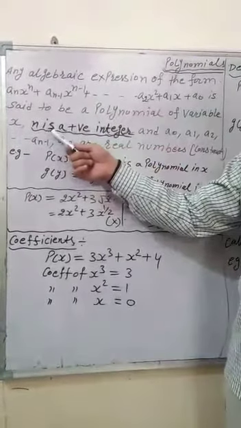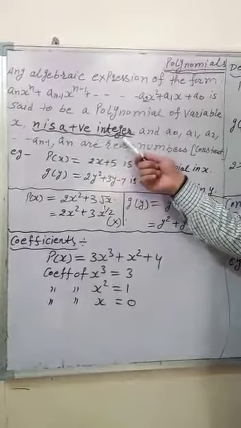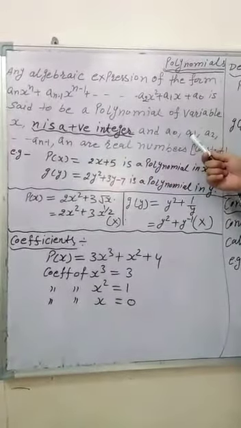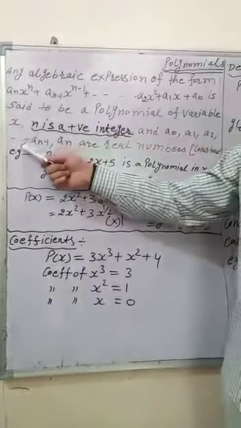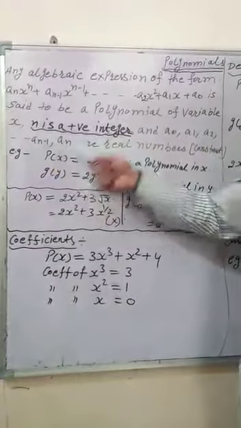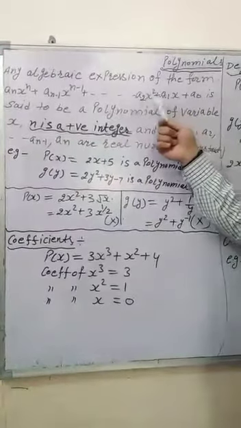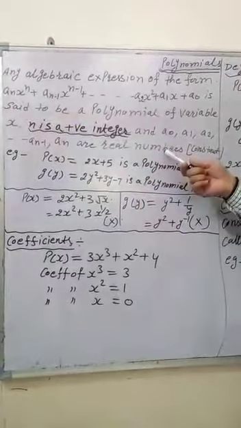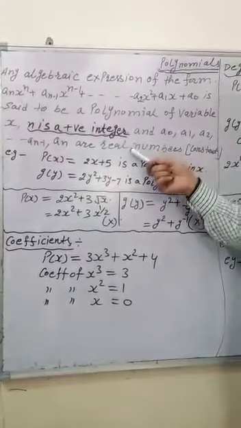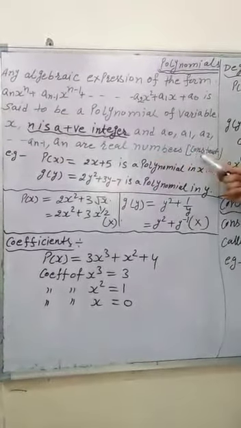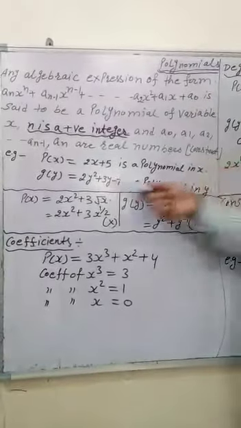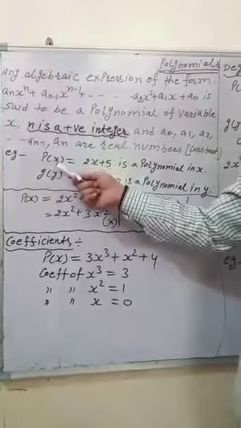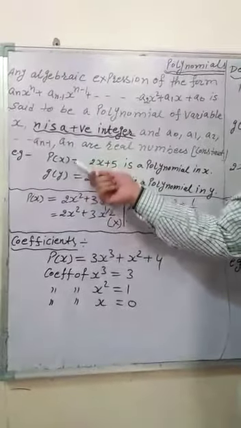So the power of a variable is only a positive integer, and a0, a1, a2 and so on, an minus 1, an are called real numbers. Means they may be rational or irrational. They are constants. Basically, a polynomial can be denoted by p(x), g(y), depending upon the variable.